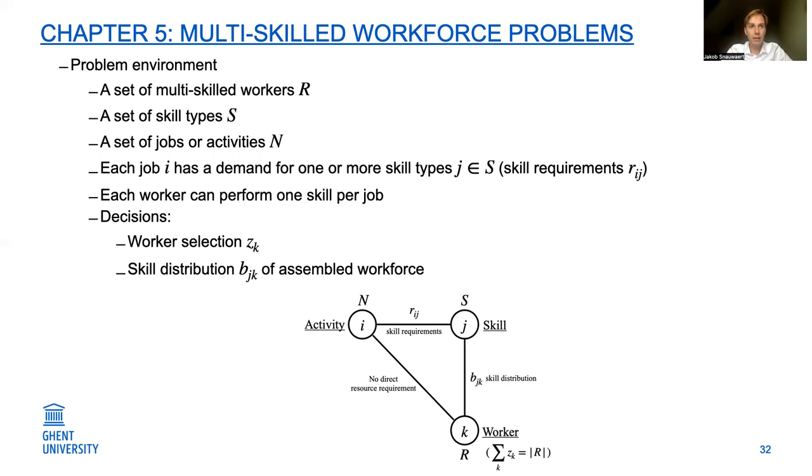And each job has a demand for certain skill types, which are the skill requirements. Furthermore, each worker can only perform one skill per job. Then, in these multi-skilled workforce problems, the decisions to be made are, first of all, which workers will work, which is the worker selection decision, and what skills will each worker master in the workforce to be able to feasibly execute all the skill requirements.